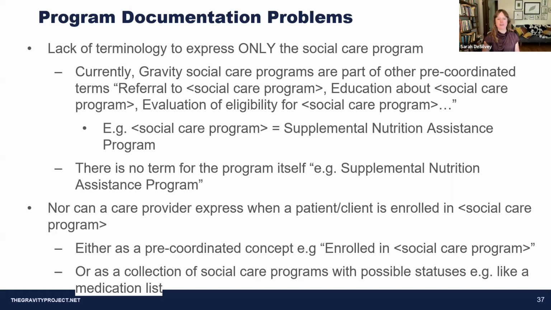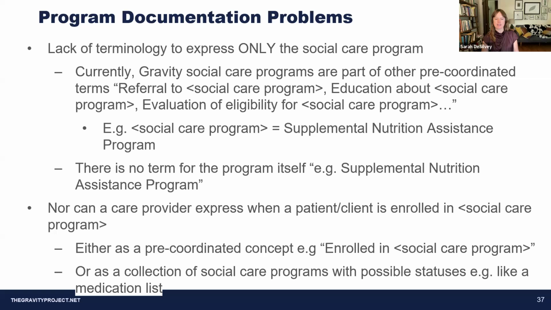Nor can a care provider easily express when a patient or client is enrolled in a social care program, because we have only very few enrolled-in-program concepts. That would be a pre-coordinated concept, like enrolled in social care program. I think the primary enrolled-in concept we have is in our health insurance covered status as a goal. Or you could also document when a patient or client is enrolled in a social care program as a collection of social care programs with possible statuses.